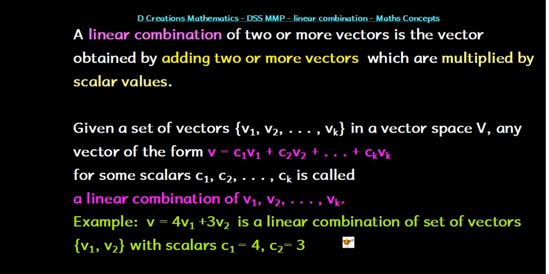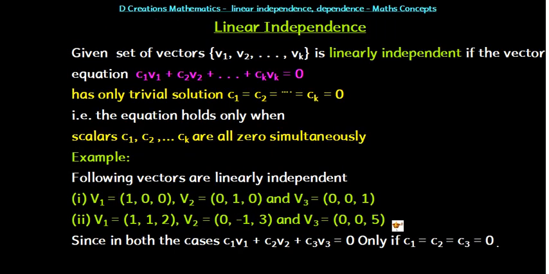We have learnt about it in one of the earlier episodes where we said that a linear combination of two or more vectors is the vector obtained by adding two or more vectors multiplied by scalars. In simple words, if you have this set of vectors v1 to vk and you have scalars c1 to ck, you multiply each of the vectors with the corresponding scalar and finally add all the terms to get a linear combination.